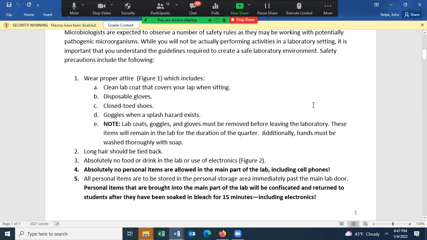So you're expected to follow a number of safety rules, including wearing proper attire, which includes a lab coat. You come into the lab, you put on a clean lab coat, and you either buy one or we will give you one, and then you'll reuse that for the rest of the term. And then when you have the lab coat on, you put on disposable gloves. You should be wearing closed-toed shoes.